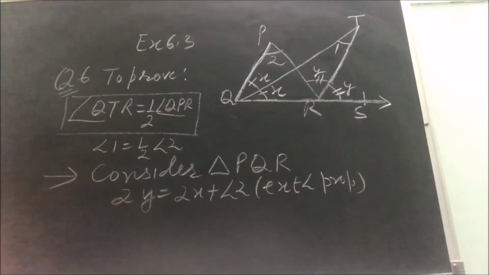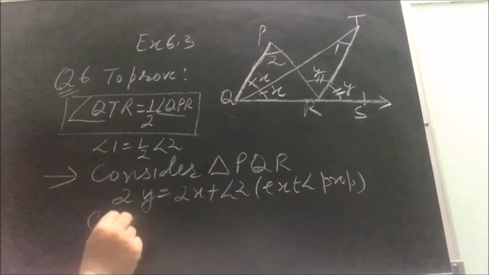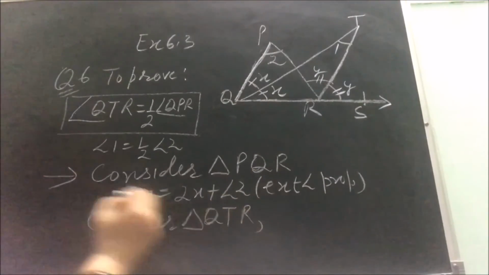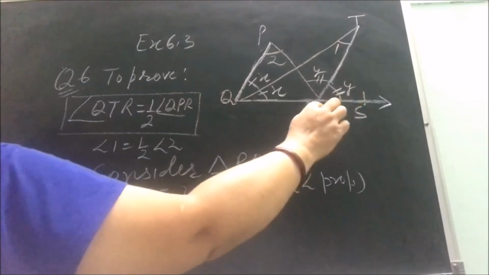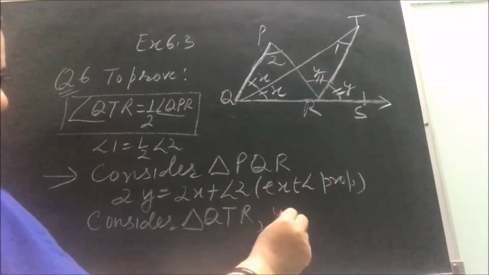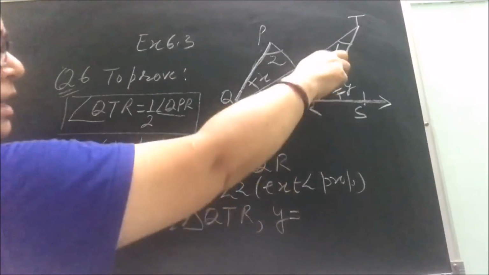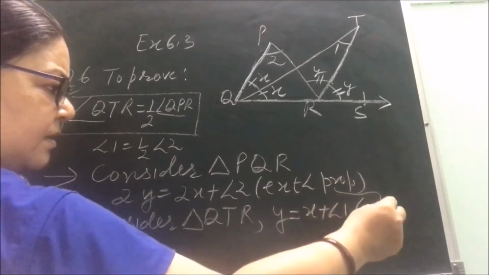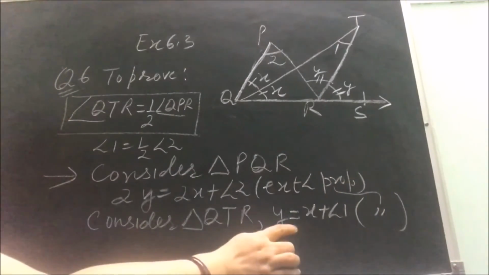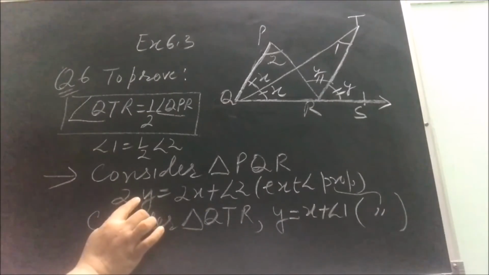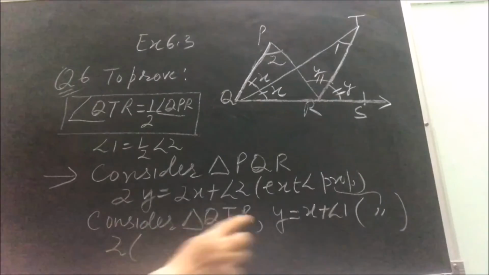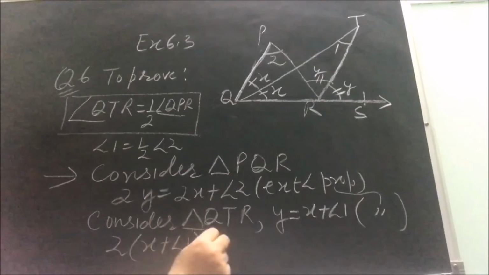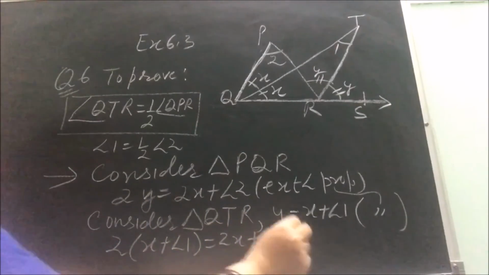Now consider triangle QTR. Right? For this QTR, we have this exterior angle only. So y is equal to x plus angle 1. Again by exterior angle property. This is right. Now substitute the value of y in this first equation. We have the value of y is x plus angle 1. Put here, 2 times x plus angle 1 is equal to 2x plus angle 2.